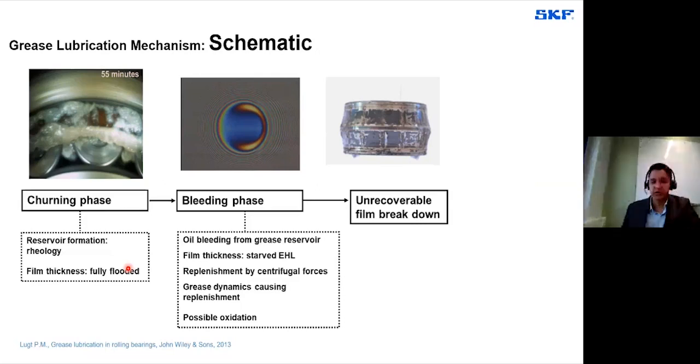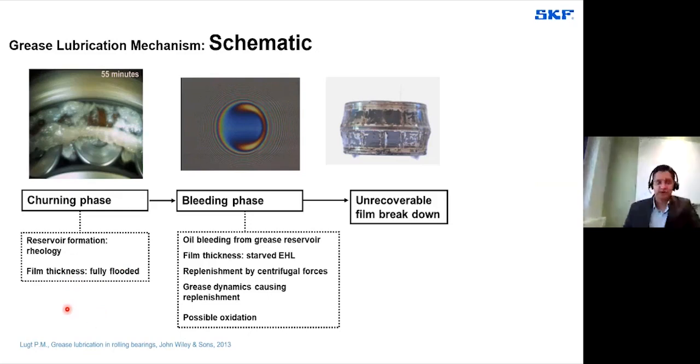Another part of the grease will move towards the cage pockets or the cage bar or even towards the bearing shoulder. There they form the reservoir, and this reservoir formation is mainly dependent on the bearing geometry, cage type, cage material, and also on the rheological properties, the flow properties of the grease. Since in this process the entire grease itself is in flow, that means there will be a macro flow of the grease towards the contact.